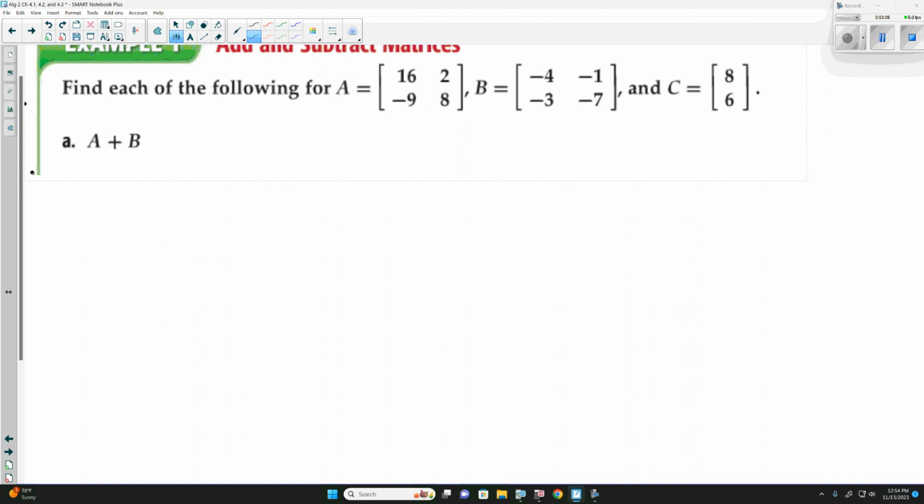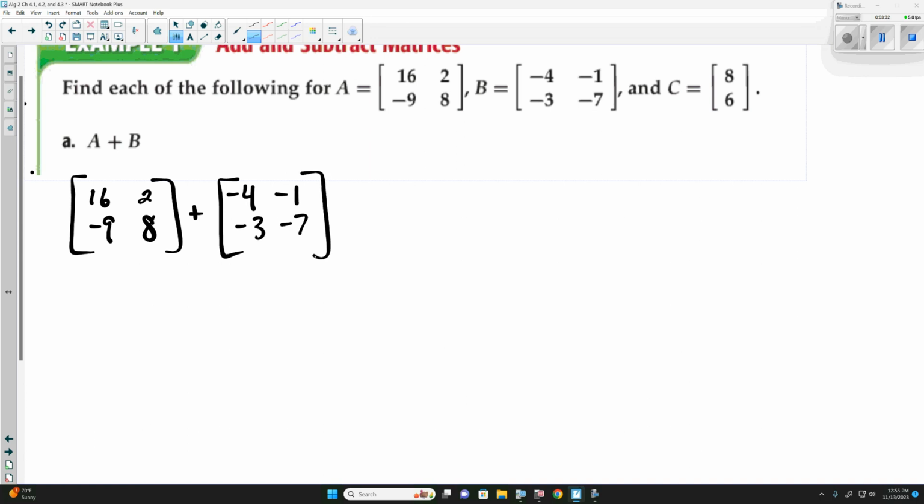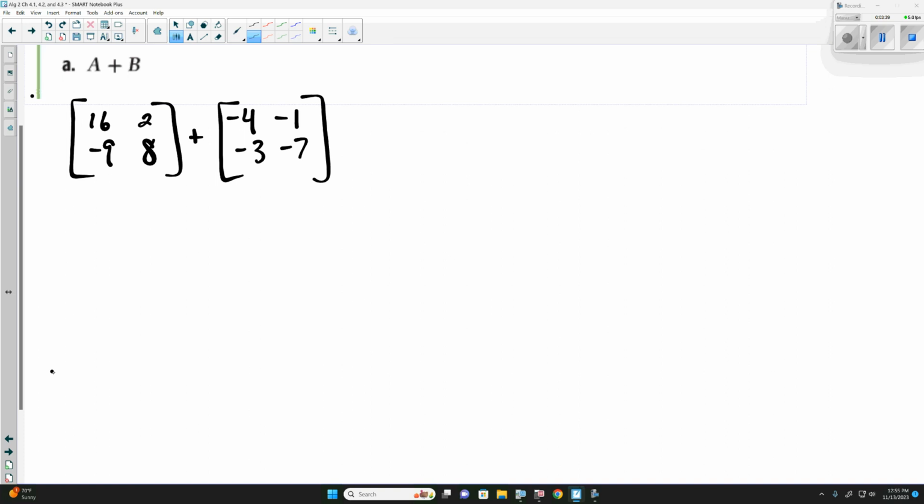Now, the next thing we're going to do is addition and subtraction. To be able to add or subtract matrices, the dimensions have to be exactly the same. And if they are, then we can add the corresponding elements. So matrix A is a 2 by 2: 16, 2, -9, 8. Matrix B is a 2 by 2. So are the dimensions for A and B the same? Yeah. So that means we can add the corresponding elements.